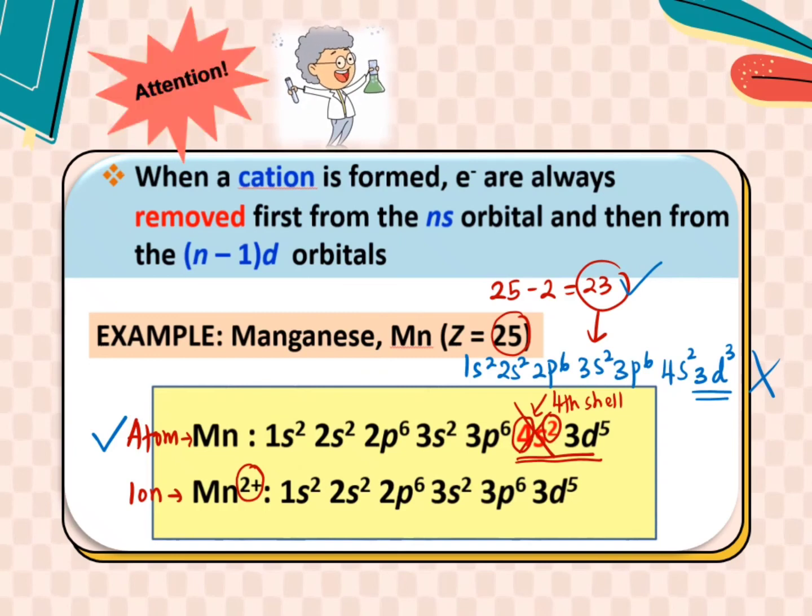Outer shell macam mana nak kenal? Tengok nombor mana paling besar. So dalam configuration manganese atom, nombor yang paling besar adalah nombor 4. So maksudnya you start remove electron from this subshell. Okay, from this shell. So buang 2, hilanglah 4s. So that's why dia tinggal 1s2, 2s2, 2p6, 3s2, 3p6, 3d5. Yang atas ni salah. Make sure yang bawah ni yang betul. So be careful ya. This one is correct. Okay, so remember we remove electron from outer shell.